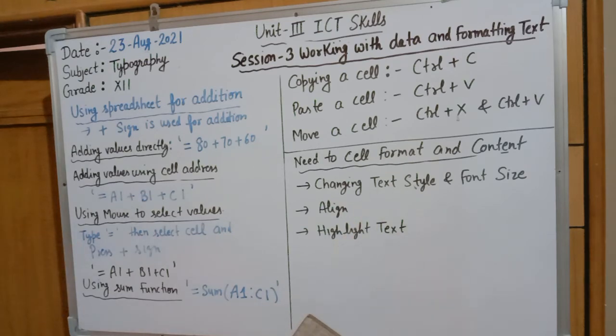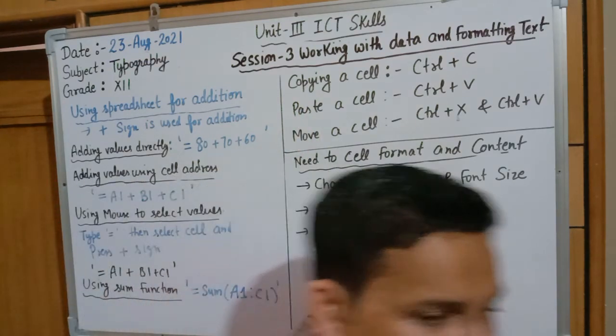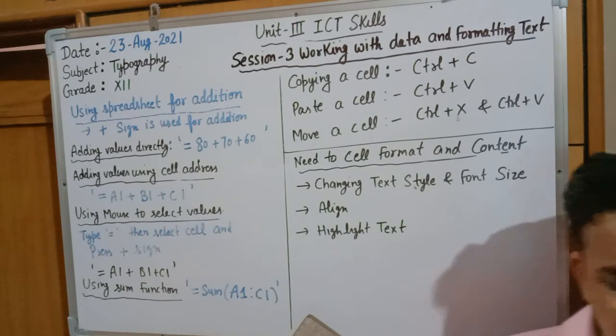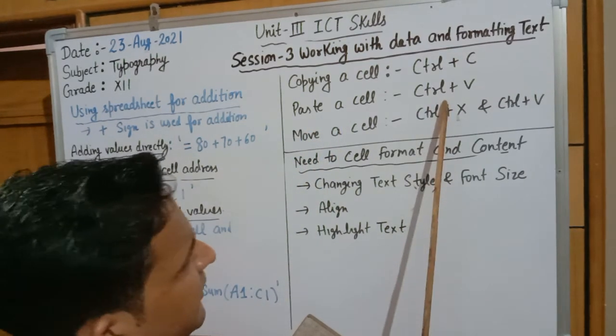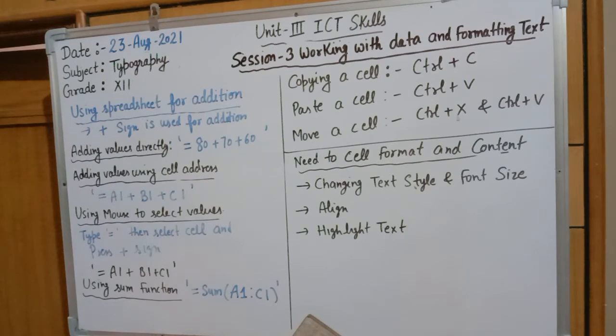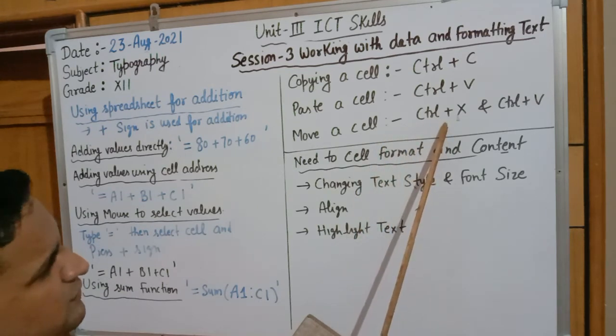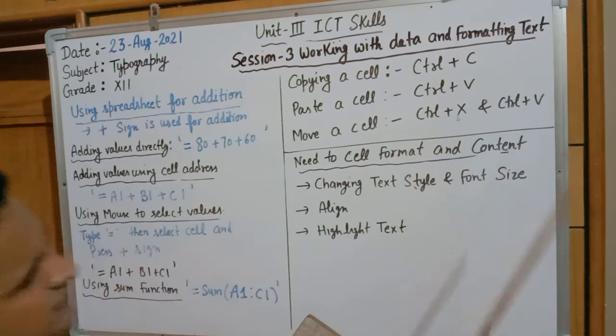Next is how to copy a cell. To copy a cell, we have a shortcut key that is used in general software also, that is Ctrl+C for copy. To paste the value, we will use Ctrl+V. To move a cell, meaning to change the position of a cell, we can use the cut and paste operation. For cut, it is Ctrl+X. For paste, it is Ctrl+V.